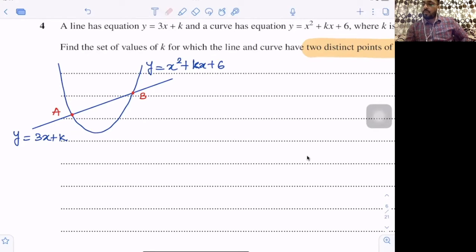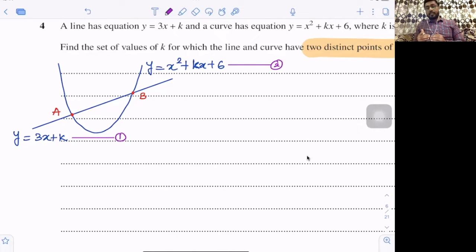Can I call my first equation? I'm going to call my first equation y is equal to 3x plus k. That's my first equation, right? This is equation number 1. And the equation y equal to x square plus kx plus 6 as my second equation. So that's equation number 2. So I have equation 1 and equation 2. I want to solve them simultaneously.